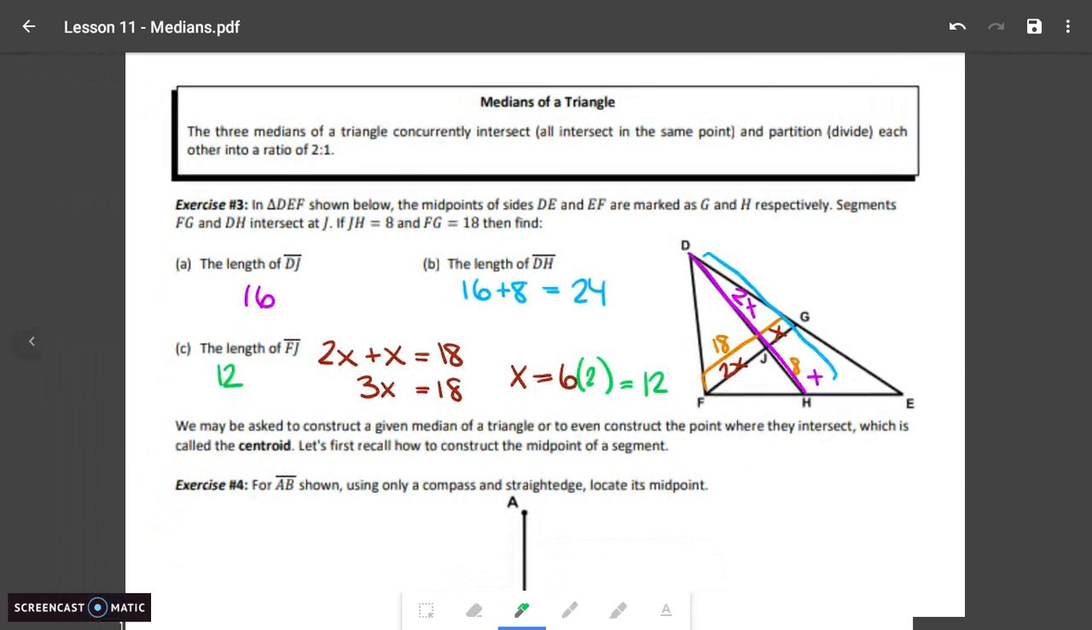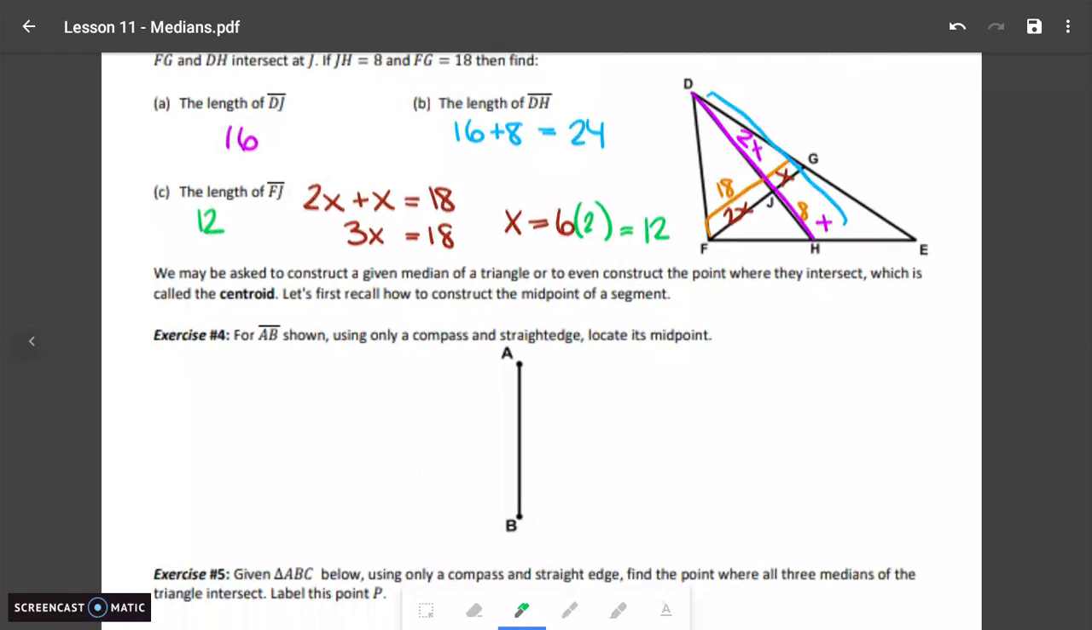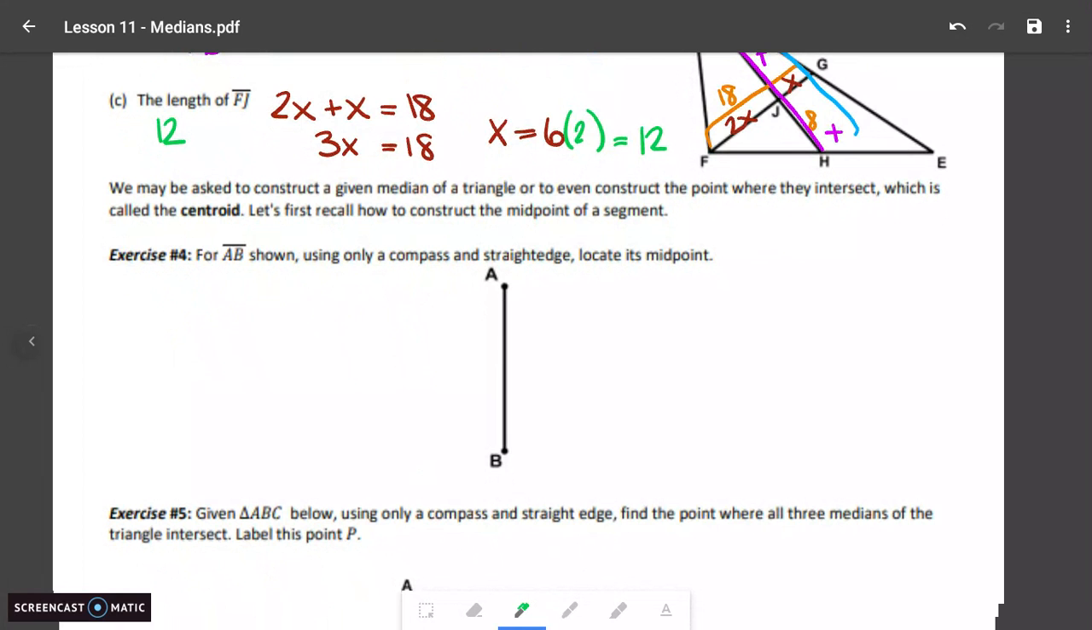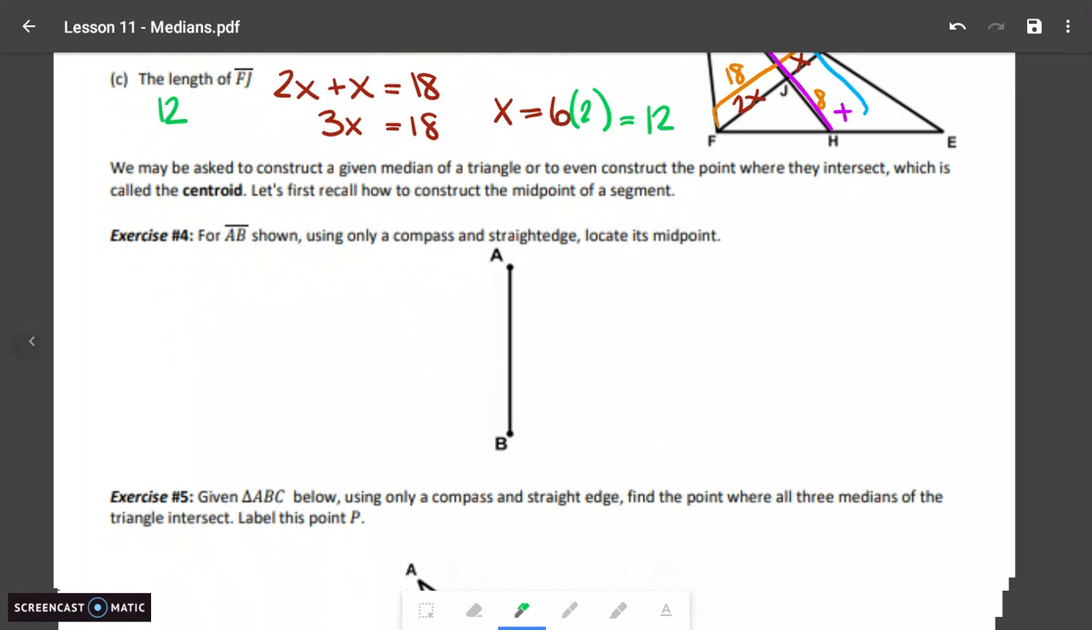So we talked about that point being called the centroid. So you could construct a centroid, and we spent a lot of time doing that in Unit 4. Okay. So first we have to remind ourselves how to do the midpoint. So go ahead and pause the video for a second, because I believe most of us should remember how to make this construction. But go ahead and pause the video and make that construction.